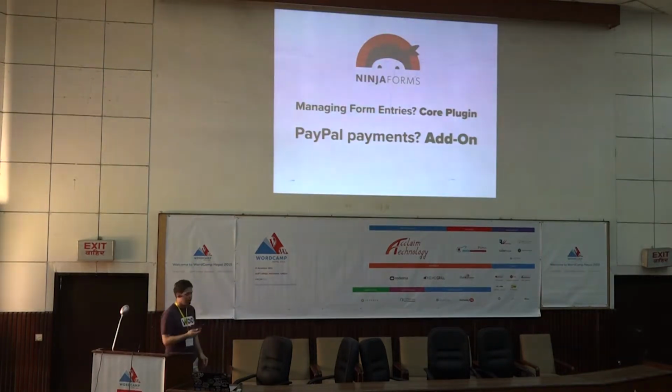So with Ninja Forms, the forms plugin, managing form entries, like being able to view in your WordPress admin all the entries that people have made in the form, that's pretty essential. I think a lot of people are going to need that, so it makes more sense as a core plugin. But then PayPal payments would make more sense as an add-on because it's something that not everyone needs. And also with PayPal payments, the user of your plugin is making money from it, so they're going to be happy to spend the extra money on an add-on.